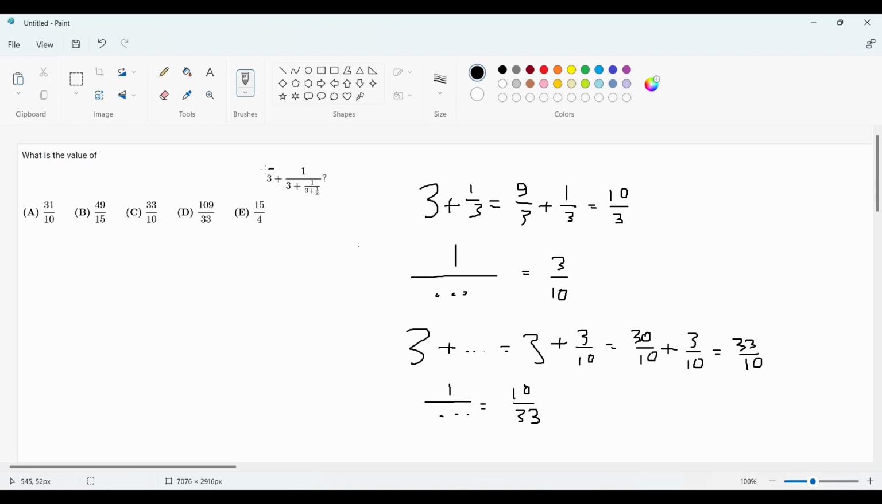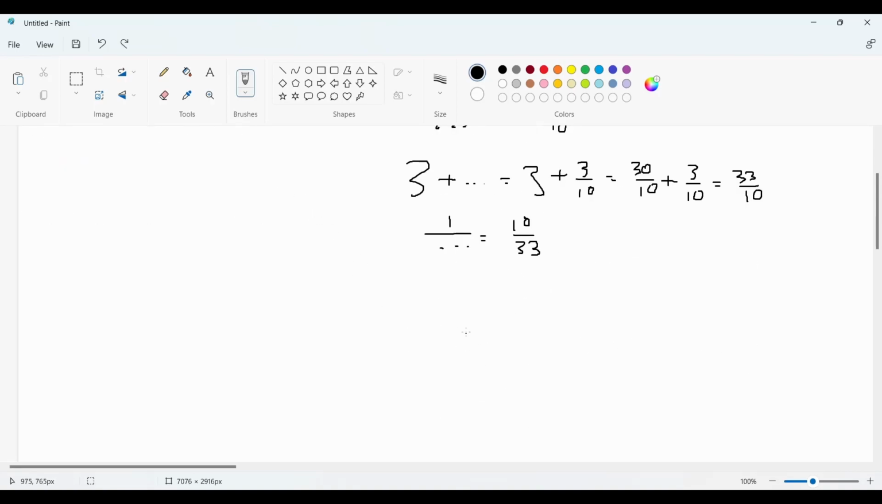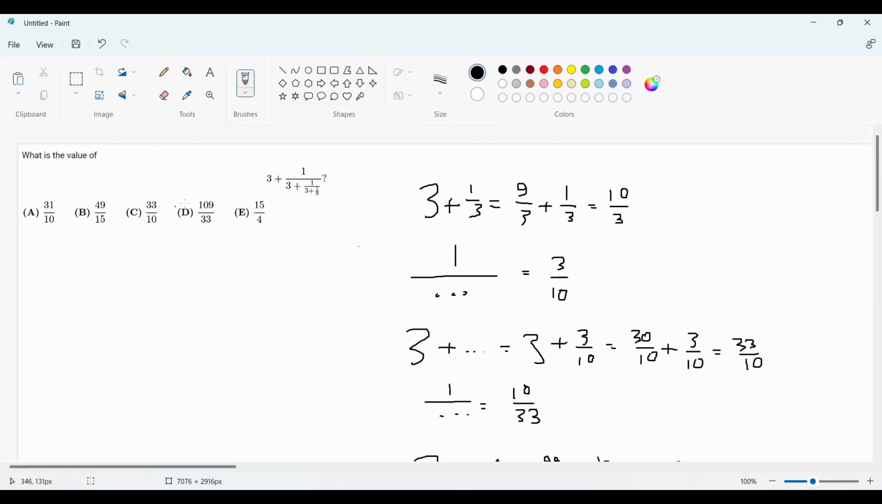Then the last thing we have to do is add 3 to it to get our final answer. So 3 plus 10 over 33 is going to be 99 over 33 plus 10 over 33, which is 109 over 33. And that looks like it's option D.